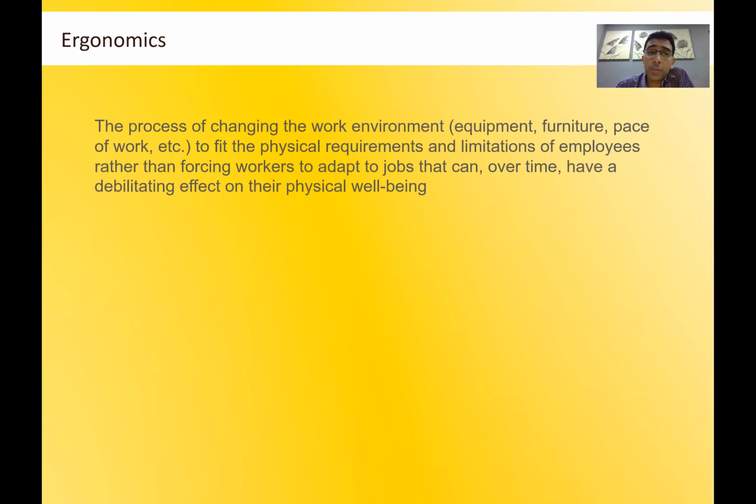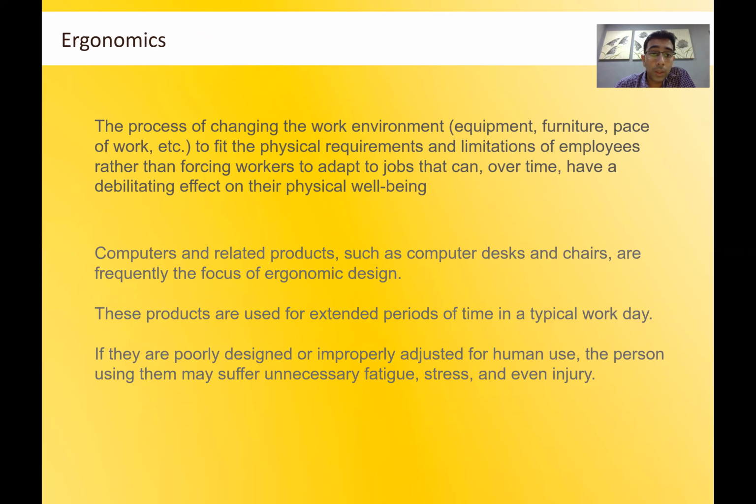So that brings us to a term which is very, very important nowadays, and this is known as ergonomics. Ergonomics is defined as the process of changing the work environment to fit the physical requirements and limitations of employees rather than the other way around. So that means you try to change your work environment according to that particular person's different problems. So, for example, computers and related products such as computer desks and chairs are frequently the focus of ergonomic design. So nowadays they're making very good ergonomic tables and ergonomic chairs. These products are used for extended periods of time in a typical workday.